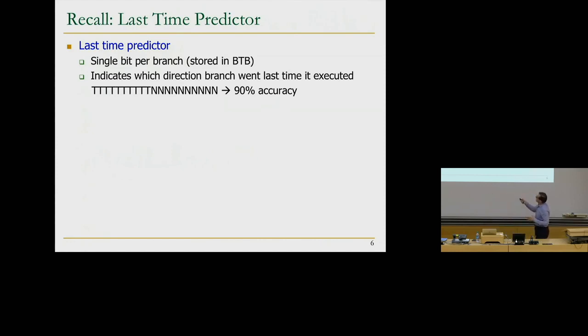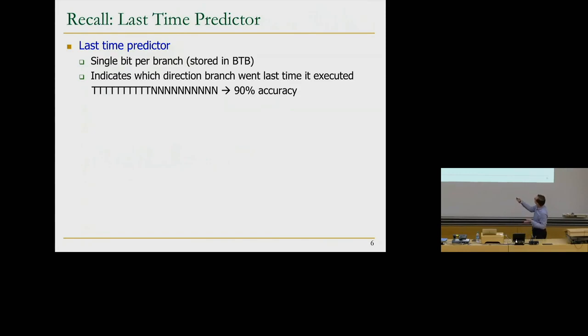That's the idea. So that single bit per branch that's stored in the branch target buffer indicates which direction the branch went last time it was executed. You update that bit when the branch finishes execution. And in the fetch engine, whenever you see the program counter of the branch again, you get that bit and check. If it says taken, you predict the branch is taken.